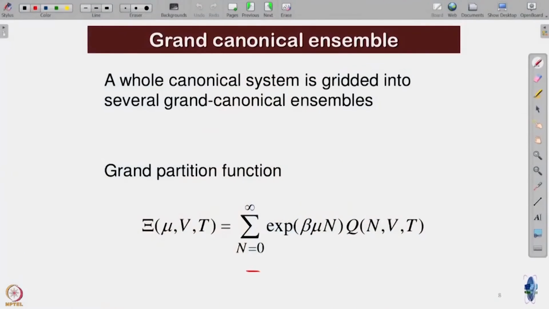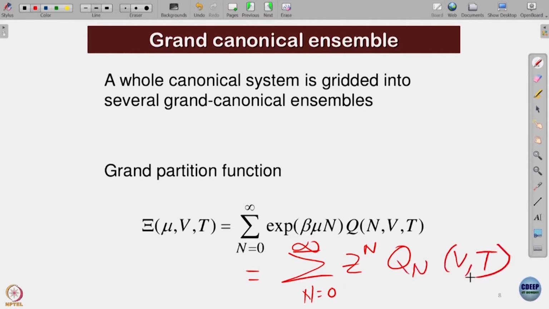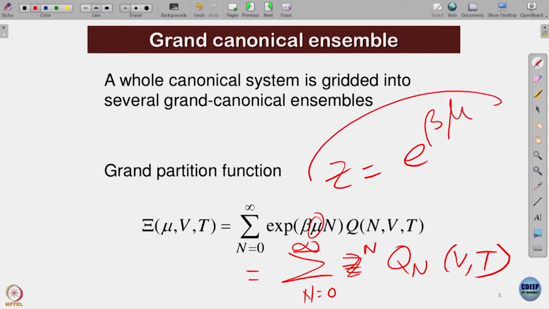So, what we did before that was the grand partition function, and the grand partition function is this quantity. Here z is the fugacity and mu is the chemical potential. So, z equals e to the power beta mu. This is the relation between chemical potential and fugacity: mu is the chemical potential and z is the fugacity.